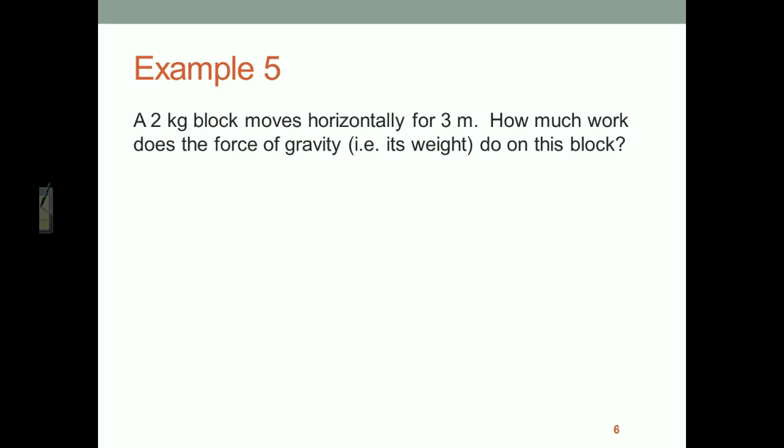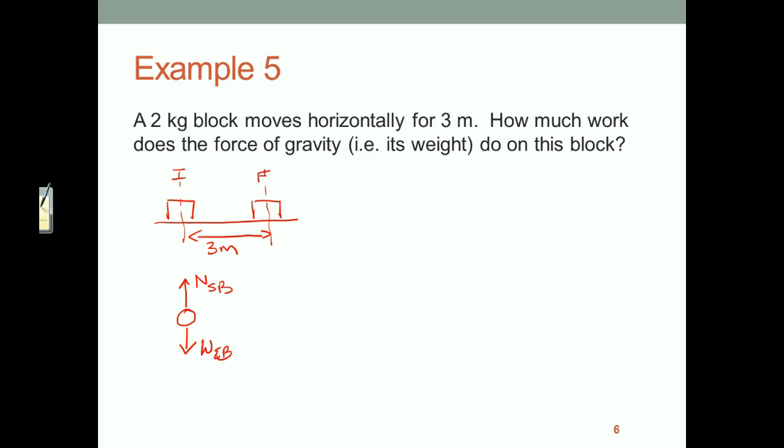And for our last example, we have a block moving horizontally for 3 meters. So here it is initially. Here it is final. The distance between those 2 points is 3 meters. And the question is, how much work does gravity do in this process? Remember, gravity points downward. Finishing out my free body diagram.